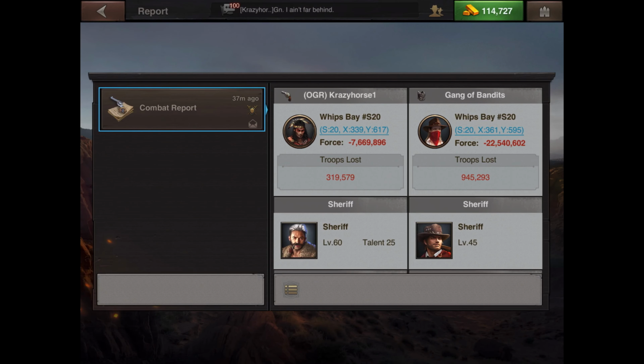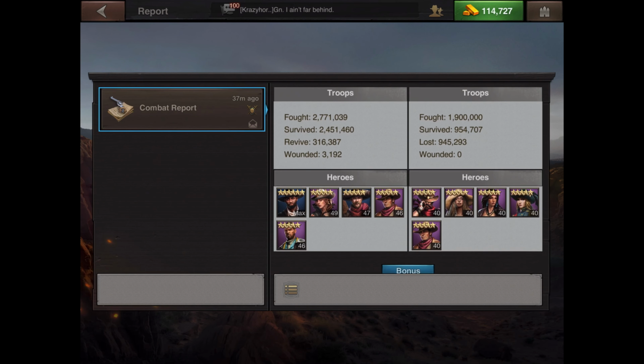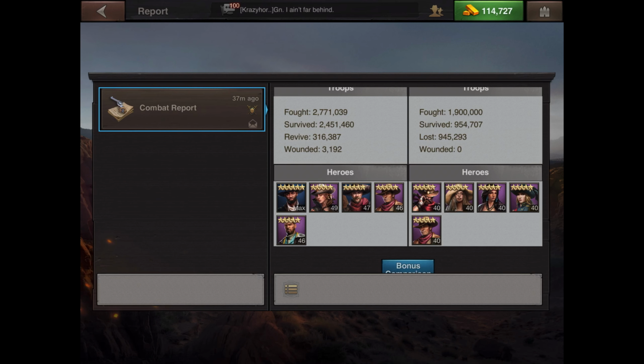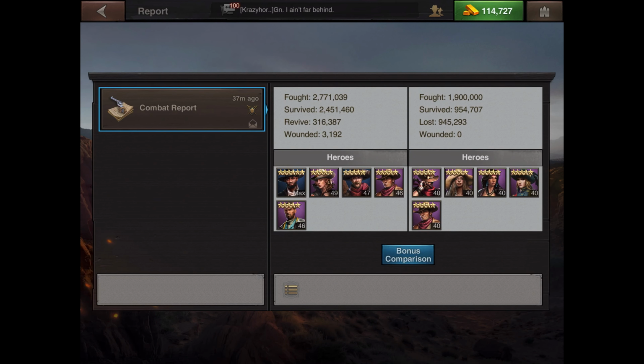Now, it shows that the force that was used against the Gang of Bandits had a lot higher loss on the Gang of Bandits side, in the troops lost and whatnot. His sheriff was much higher than the Gang of Bandits, and the amount of troops that fought were not quite double, but quite a bit more. And then take a look at the heroes compared. So he pre-selected these heroes. All of his troops that he sent are cavalry, strong against what they had. And you can see they have 5 stars. All of his are 5 stars, and he has a 6-star one.